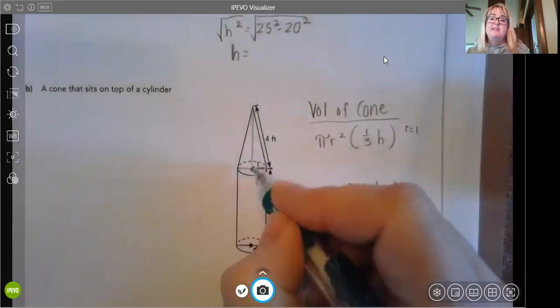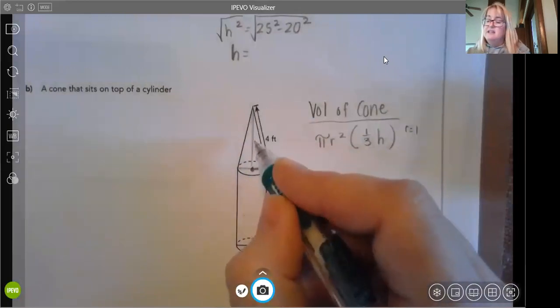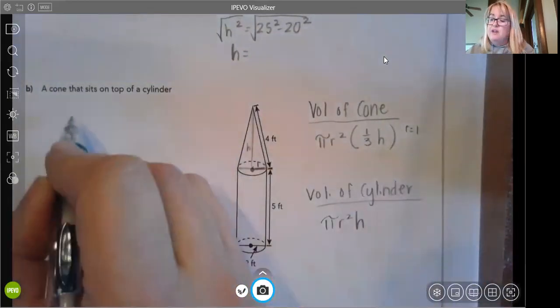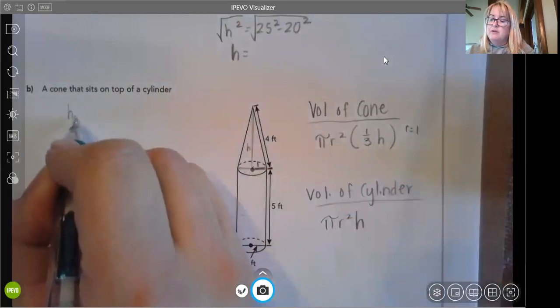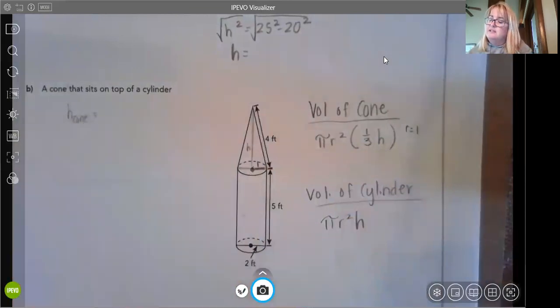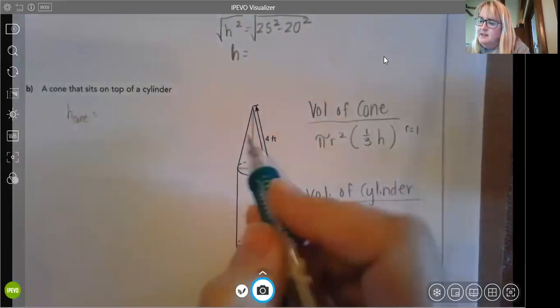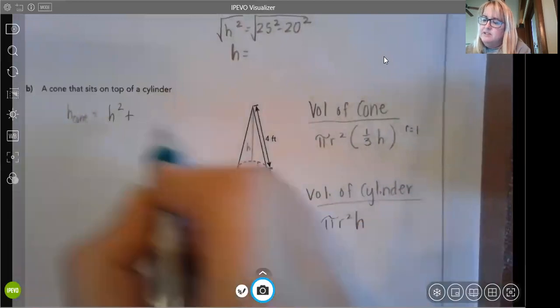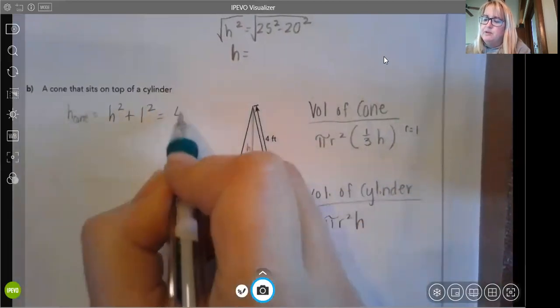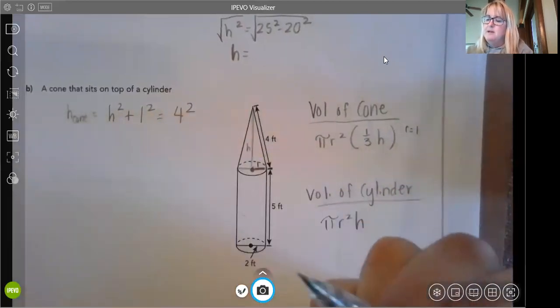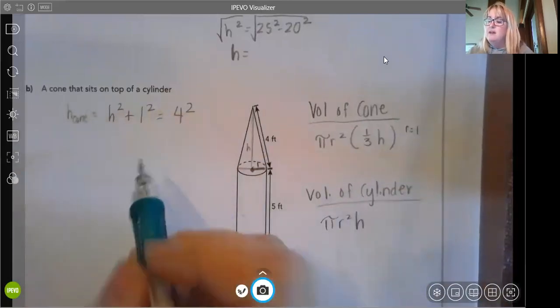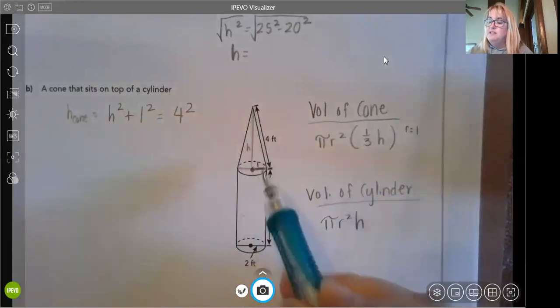So we can use the Pythagorean theorem to figure out this h. So I'm going to get it started for you. Height of the cone is going to be, this is a leg, h squared plus 1 squared equals 4 squared. Okay, so what I want you to do is figure out what the height of the cone is.